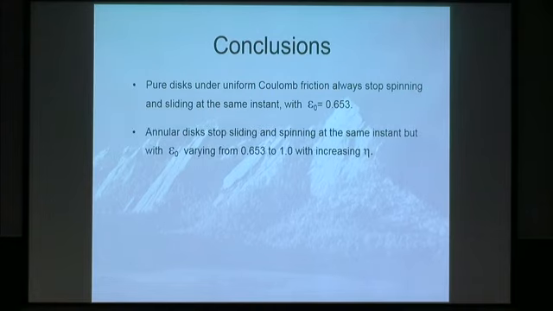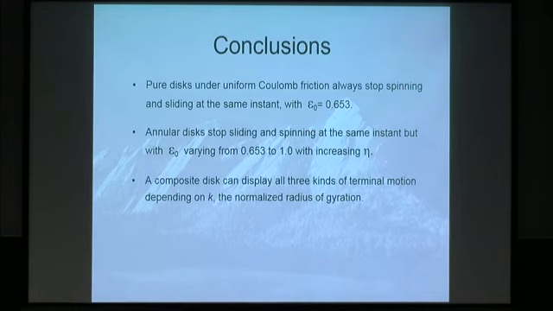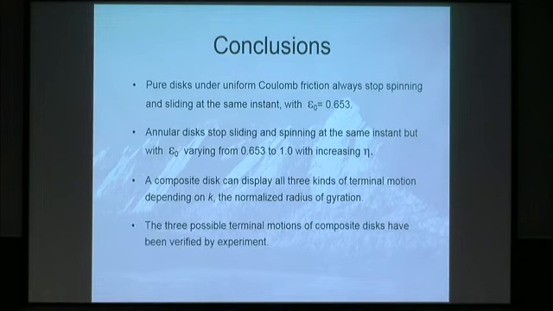Annular disks stop sliding and spinning at the same instant, but with epsilon 0 varying from the pure disk value 0.653 up to 1 as eta increases from 0 to 1, the radius ratio. A composite disk can display all three types of terminal motion depending on the normalized radius of gyration, and the three possible terminal motions of composite disks have been verified by experiment.